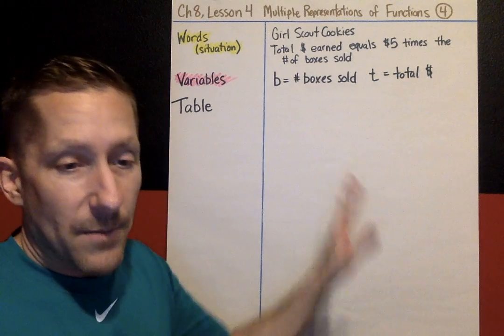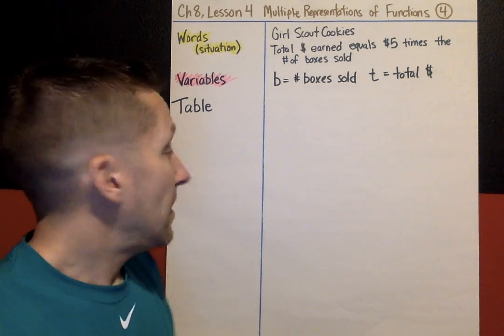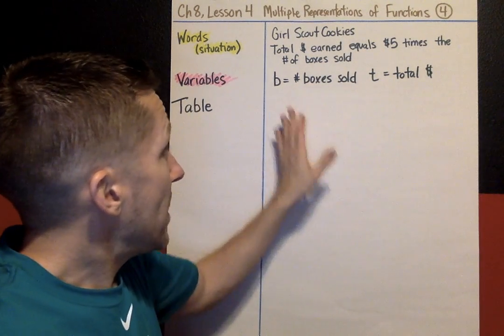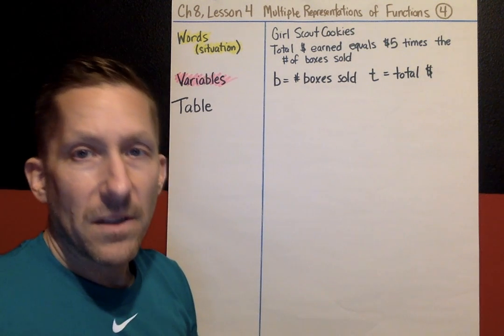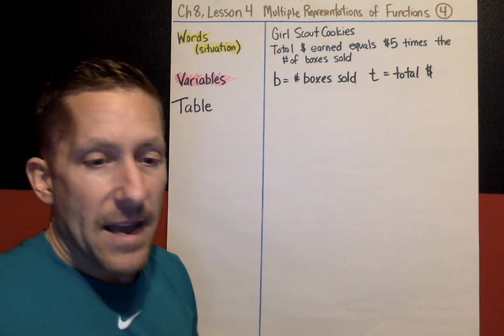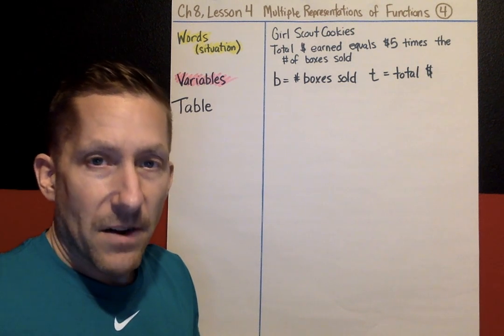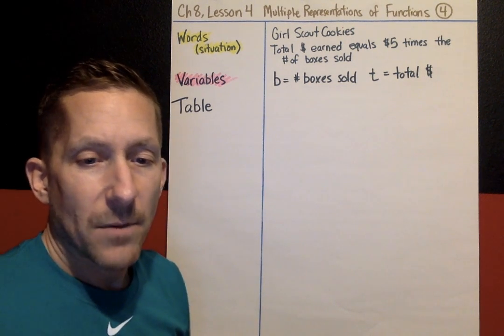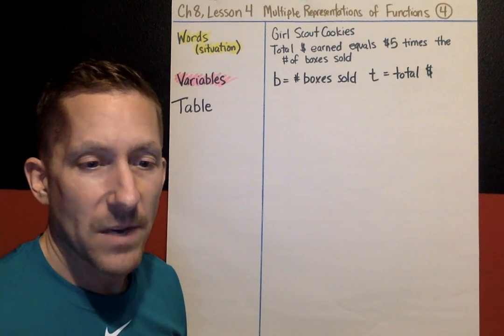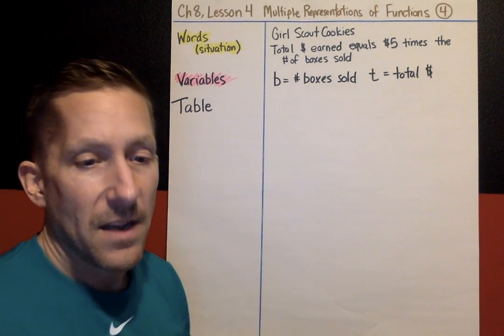Now let me walk through an example of that. So there's two variables, and think back to the very first lesson. There's an independent variable and a dependent variable. And the independent variable corresponds to the x value, and the dependent variable corresponds to the y value in a function table.